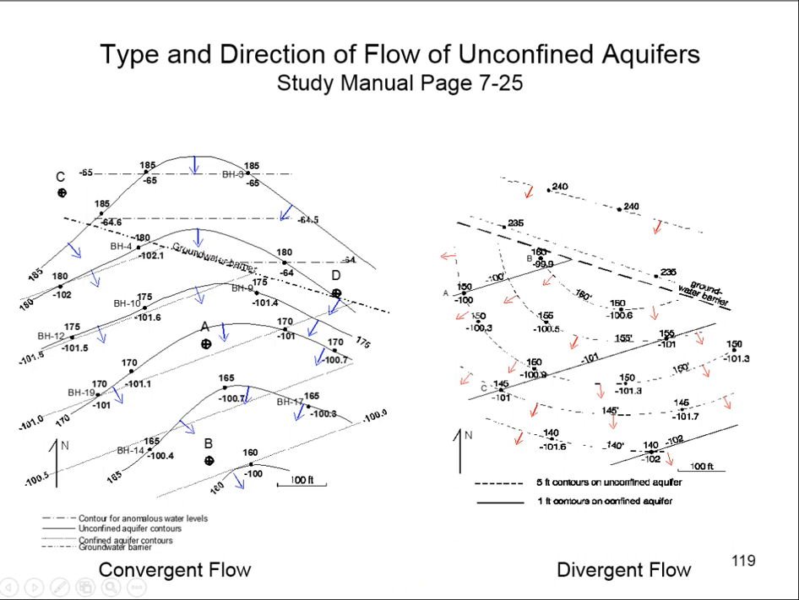Okay, so question: are seepage velocity, specific yield, and discharge synonymous terms? No. Seepage velocity and groundwater velocity are synonymous. Specific yield is the storage of an unconfined aquifer. And discharge relates to Darcy's law, which I didn't get into that aspect of, so I don't think you need to worry about discharge.